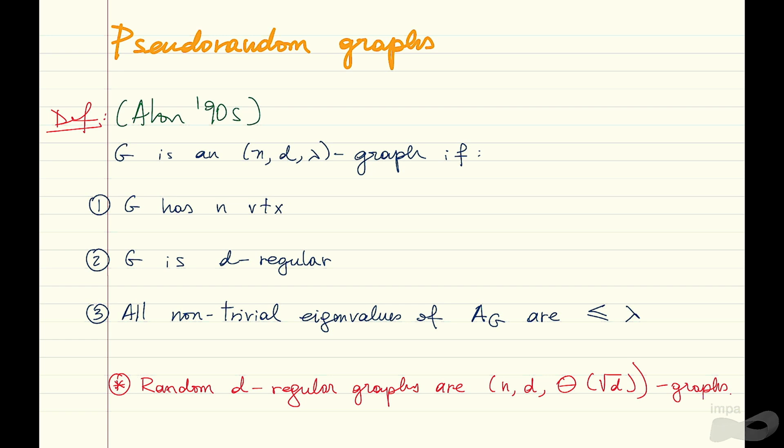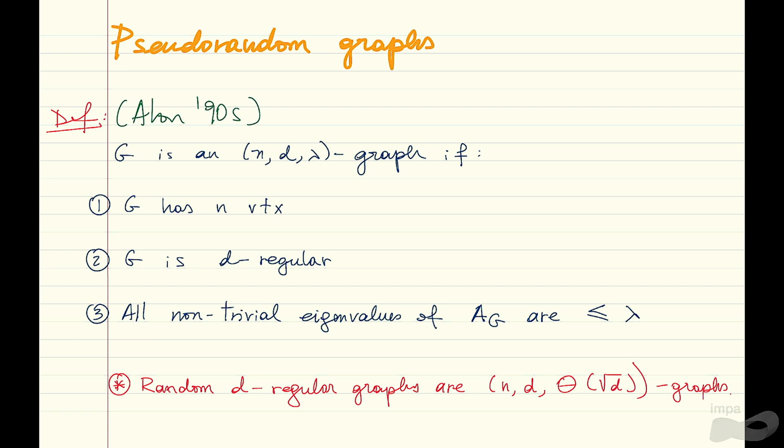So we say a graph G is an (n,d,lambda) graph if three properties hold. First, G has n vertices. Second, G is d-regular, so every vertex has d neighbors. And the last condition is the difficult one. It says that all non-trivial eigenvalues of the adjacency matrix of G are bounded in absolute value by lambda. This last definition could be a bit weird, but we will see in a moment how to use this condition. And an example of (n,d,lambda) graphs are random d-regular graphs.